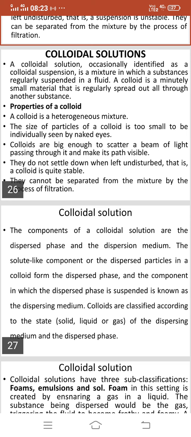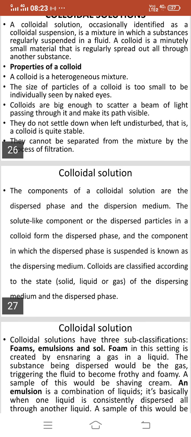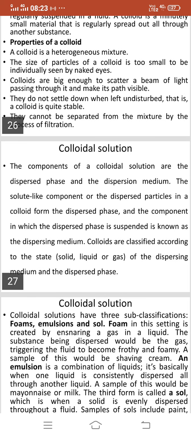The components of a colloidal solution are the dispersed phase and the dispersion medium. The solute-like component or the dispersed particle in a colloid forms the dispersed phase, and the component in which the dispersed phase is suspended is known as the dispersing medium. Colloids are classified according to the state, solid, liquid or gas, of the dispersing medium and the dispersed phase.